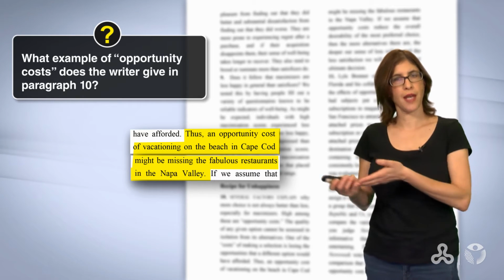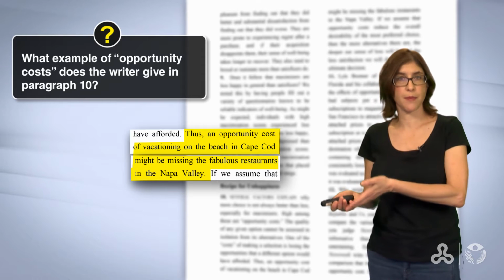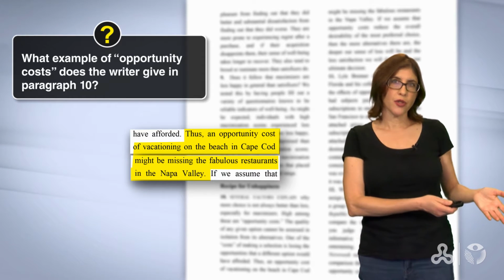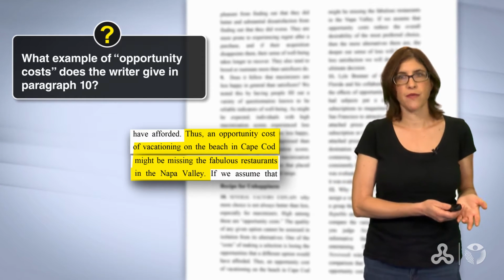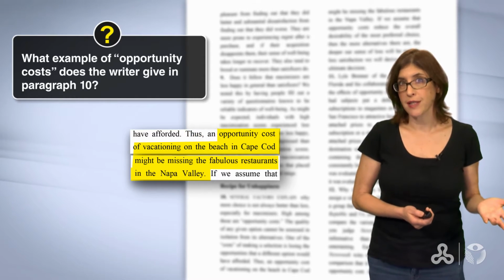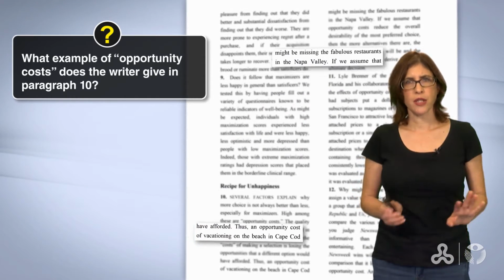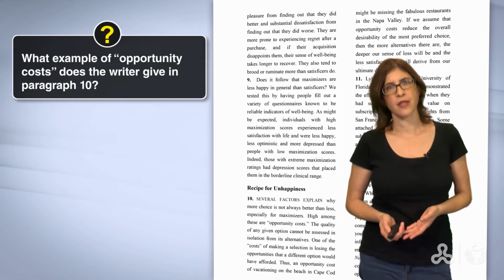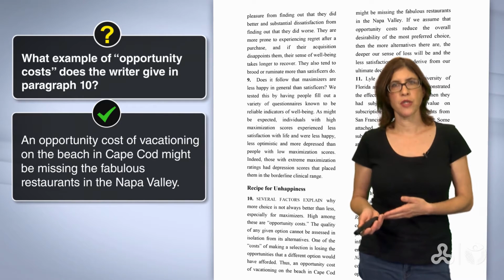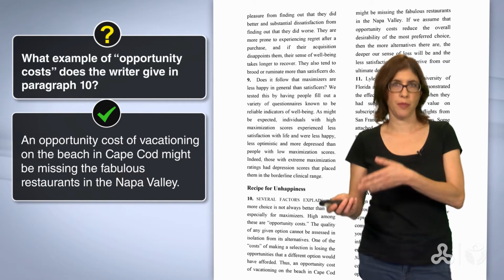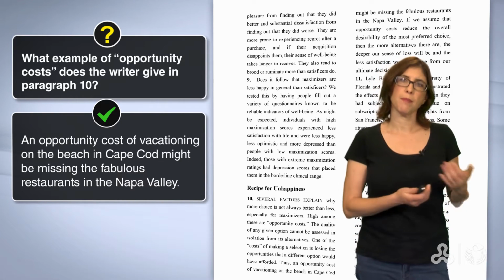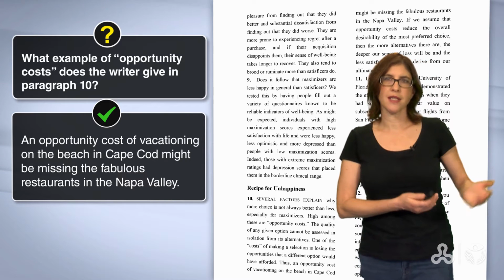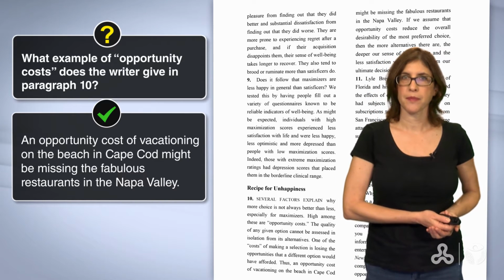So, if you choose Cape Cod, which is famous for its beach, you can't choose Napa Valley, which is famous for its wine and good restaurants. So it looks like we found an example of opportunity costs, and our answer is an opportunity cost of vacationing on the beach in Cape Cod might be missing the fabulous restaurants in the Napa Valley.